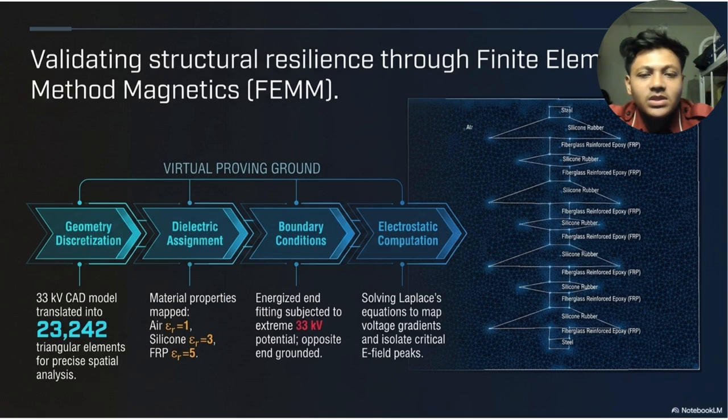So, I want to make a slide presentation about FEMM simulation. After completing the design, we analyzed it using FEMM software. First, the geometry was created and the material properties were assigned. Then, one end of the insulator was set to 33 kilovolt, while the other end was grounded. Finally, FEMM calculated the voltage distribution and electric field distribution.